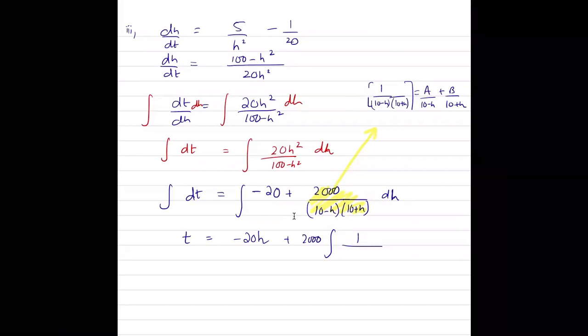A is 100 and b is 100 as well, I think. Plus 100 or minus 100? Plus 100. Okay, so I can express this as partial fraction as 100 upon 10 minus h plus 100 upon 10 plus h dh.